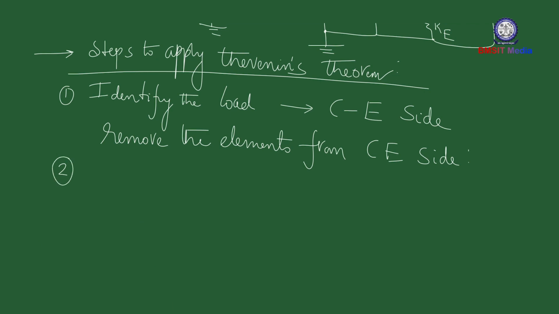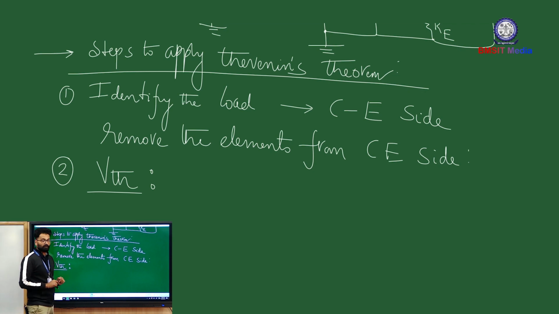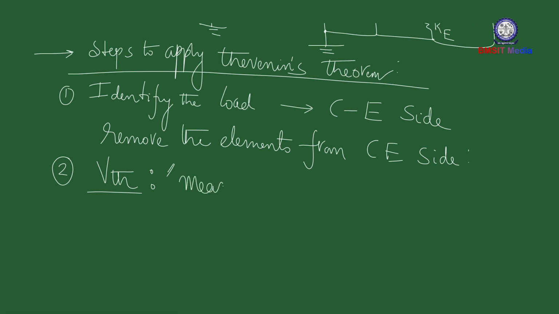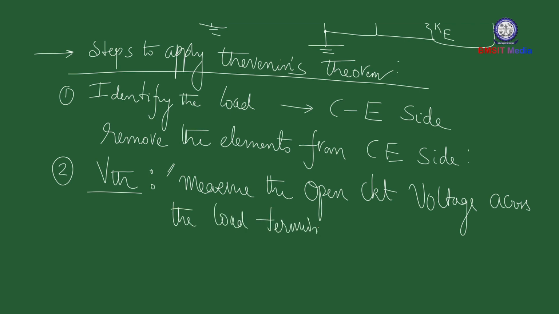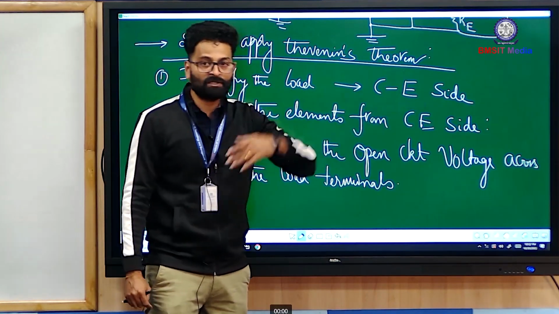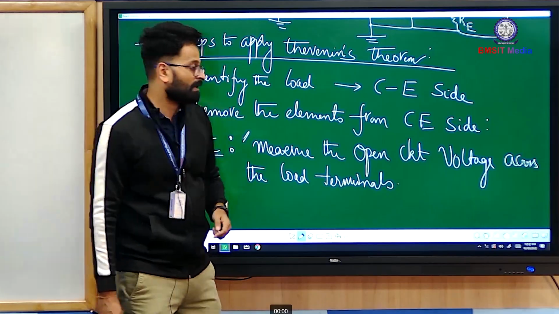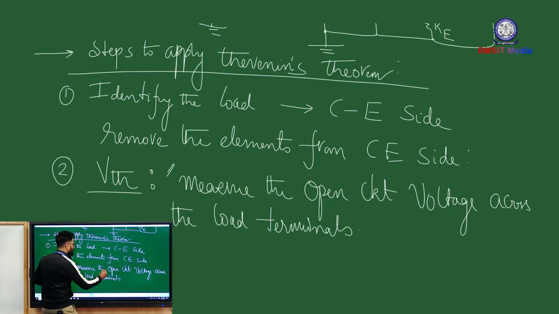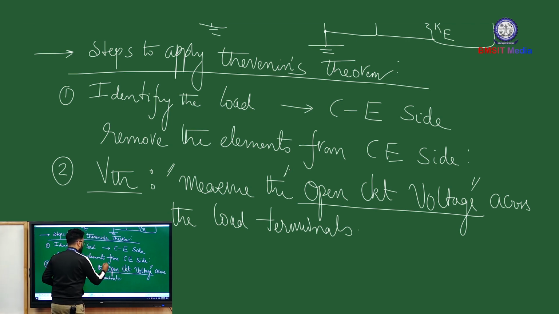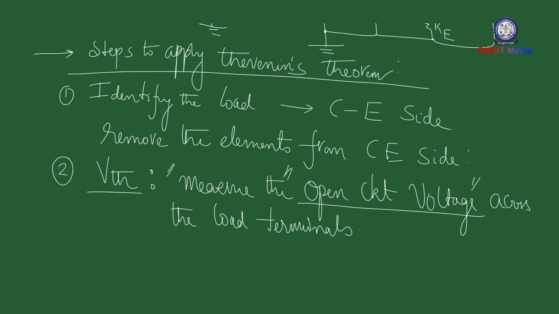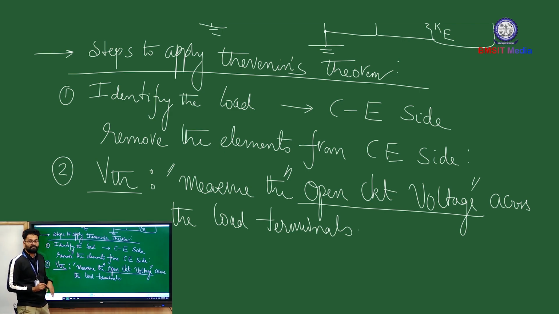Second step is to find VTH, which is also called Thevenin's voltage. After removing the load, you have to measure VTH. So you can write a statement: measure the open circuit voltage across the load. In the first step, you remove the load, so whatever elements you find between collector and emitter, you remove. After that, you measure the open circuit voltage. This is very important: the open circuit voltage across the load terminals, and that open circuit voltage is VTH.